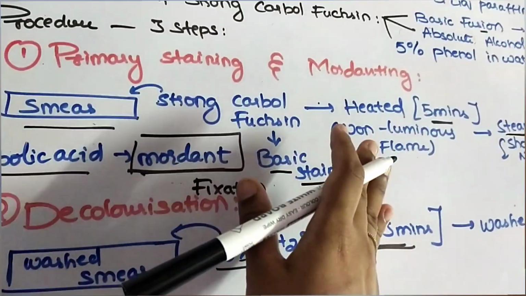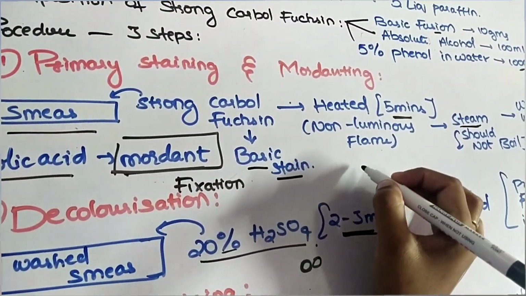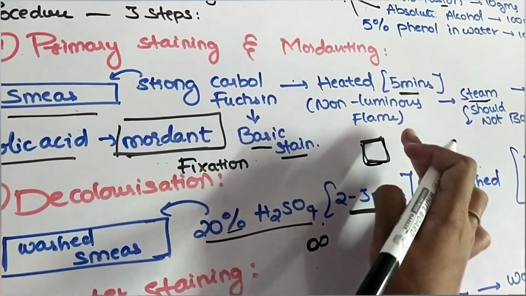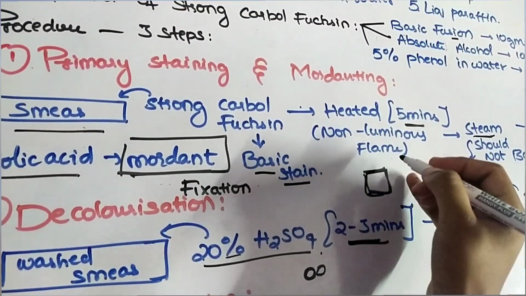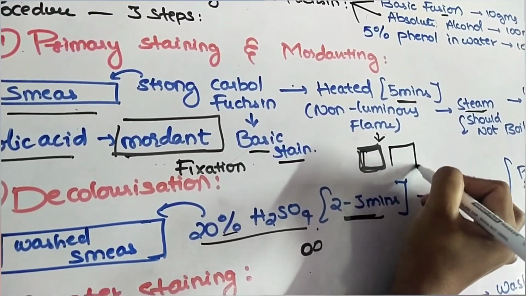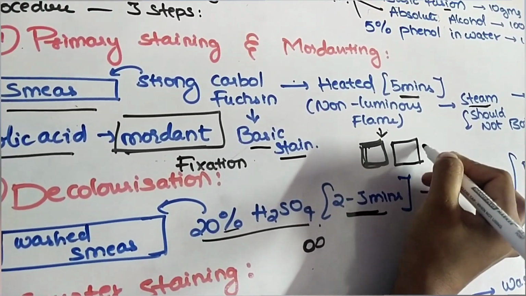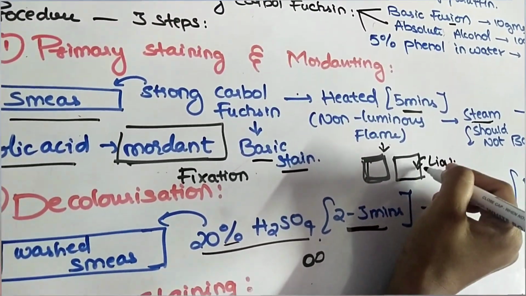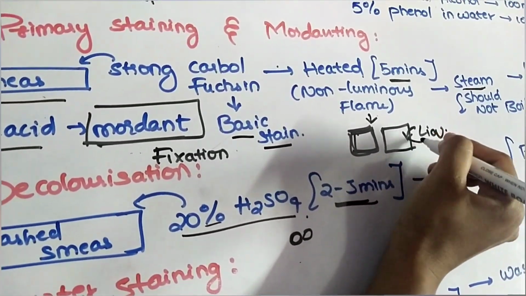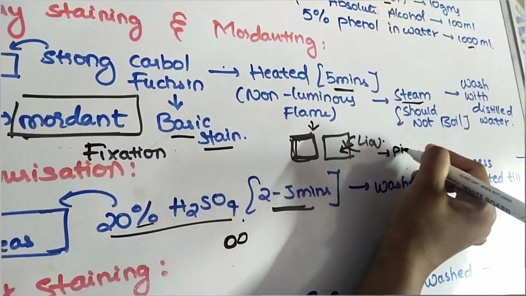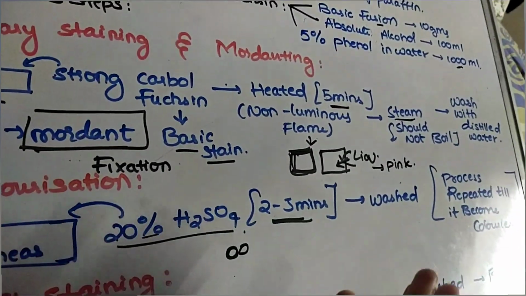In the primary staining, the bacteria have mycolic acid in their cell wall. When we heat this, the mycolic acid present on the cell wall of the bacteria gets liquefied, and it allows the stain to get into the cells. So it acquires the pink color of strong carbol fuchsin.